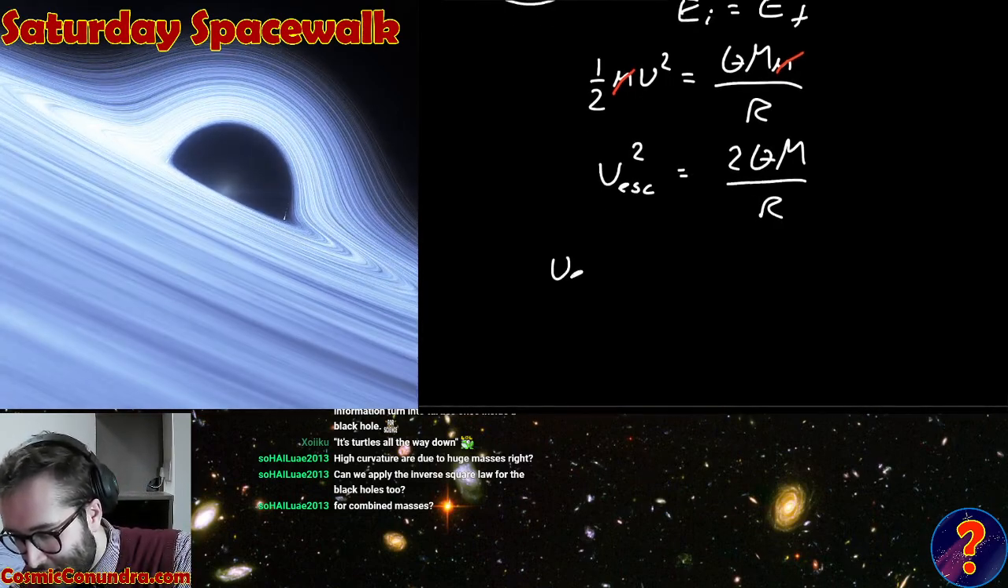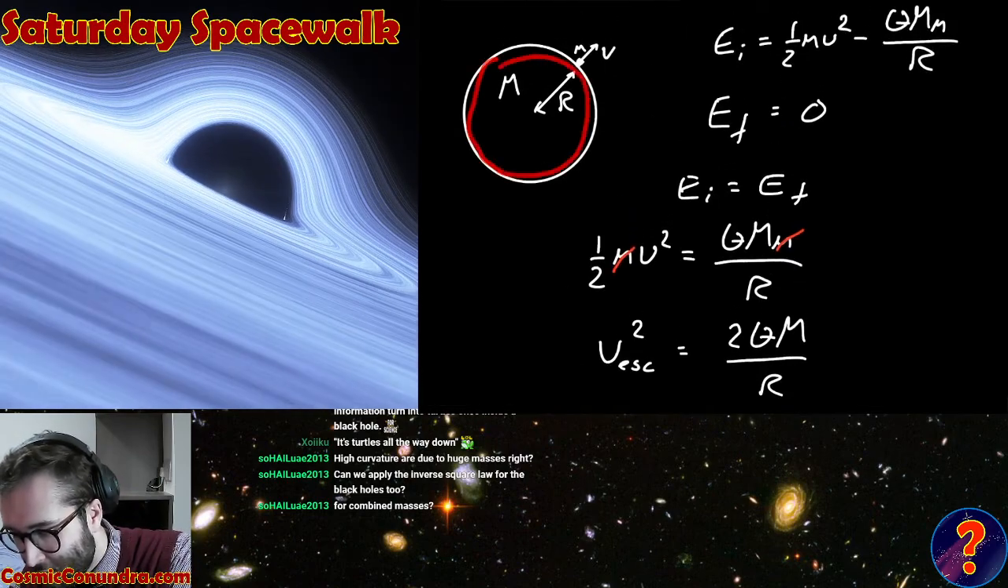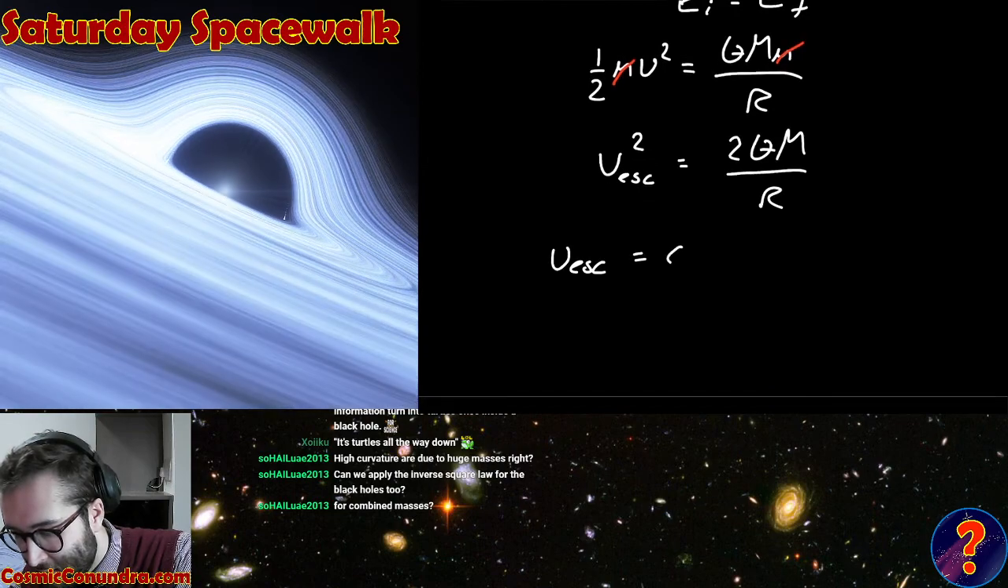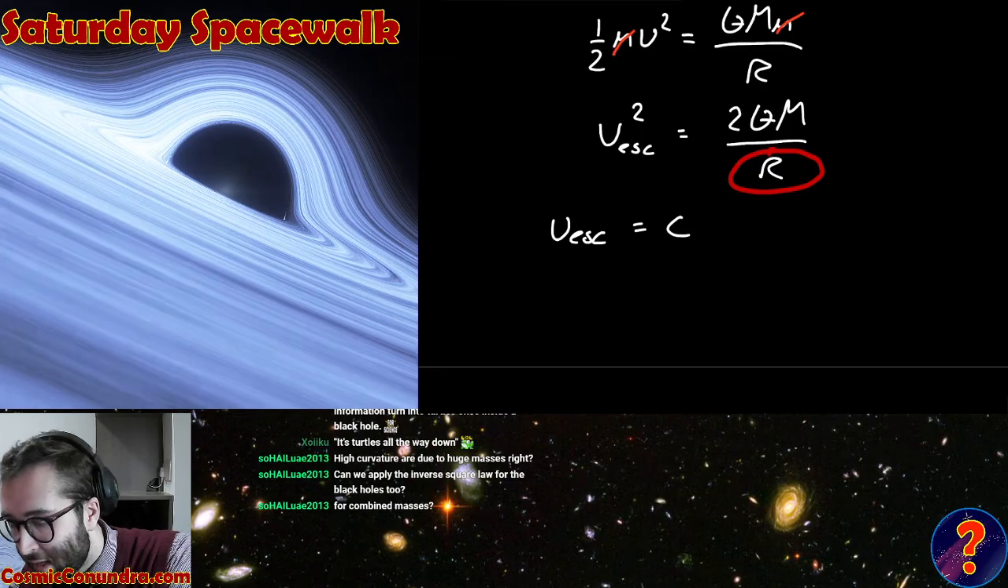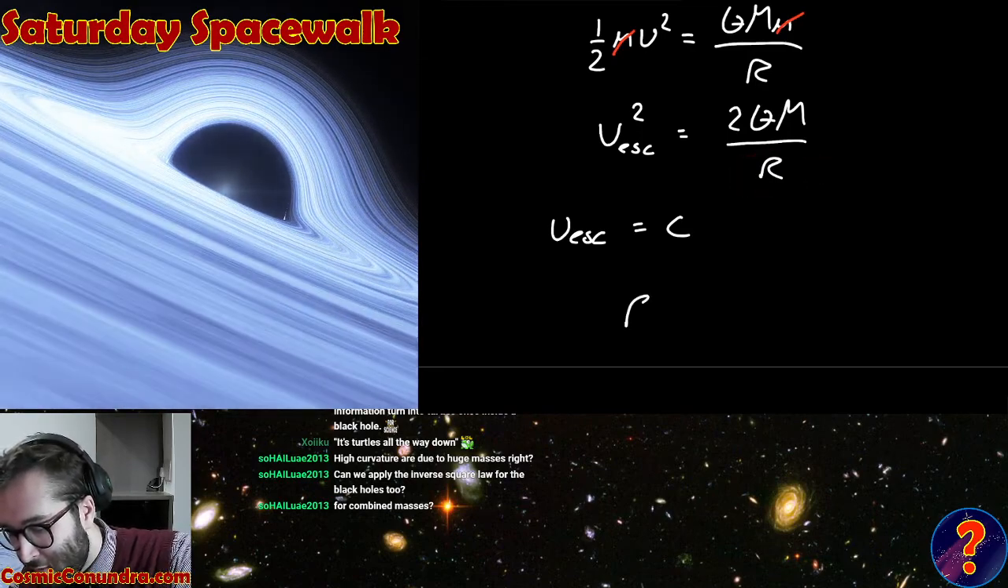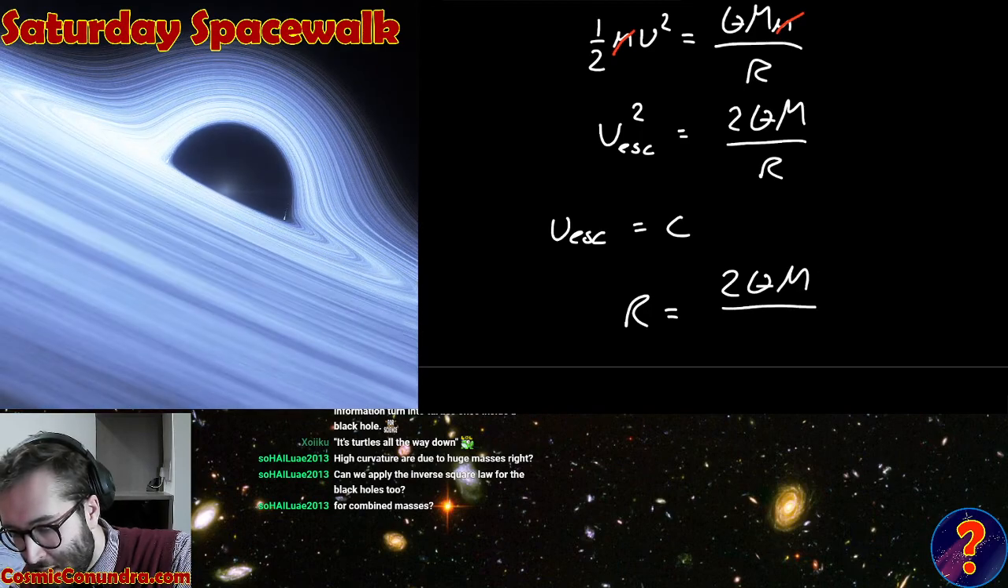But if they set the escape velocity of this body, whatever it is here, to the speed of light, then we rearrange for r. So if we rearrange for r, we get this formula here.